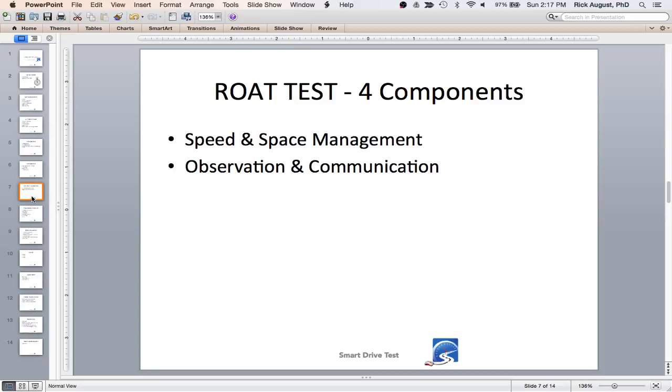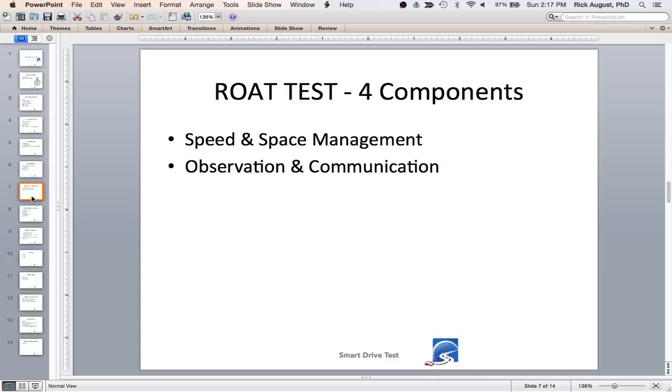If you're driving a commercial vehicle or a bigger vehicle that may not go up a hill at the posted speed limit, then you're going to drive the capability of the vehicle. Space management, are you going to stay away from other traffic, other road users, and have a good margin of safety around your vehicle while you're driving? So that's speed and space management.